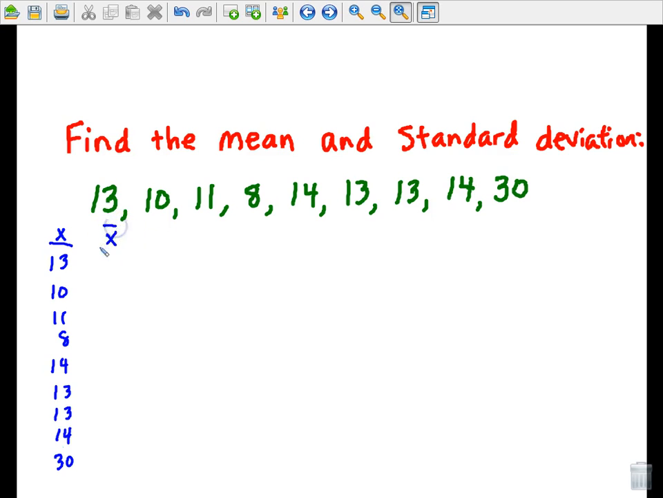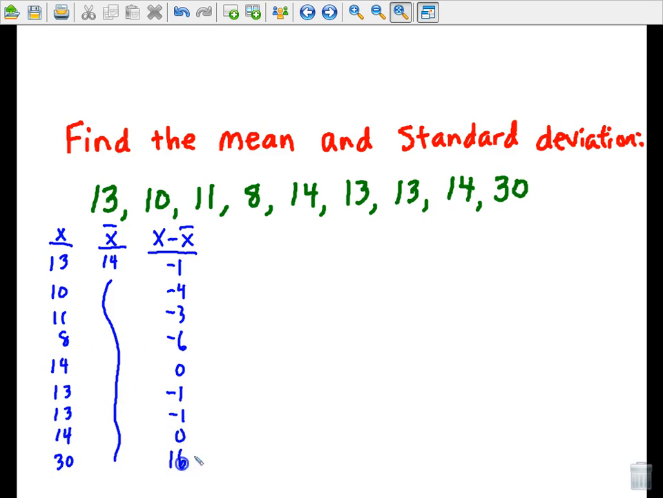Okay, first thing I'm going to do is find the mean. If you add all of these up and divide by 9, you should get 14. And I'm just going to fill this entire column with 14. Okay, the next column is basically the first column minus the second column, all the way down. 13 minus 14, 10 minus 14, 11 minus 14, 8 minus 14, 14 minus 14, 13 minus 14, again 14 minus 14, and 30 minus 14.